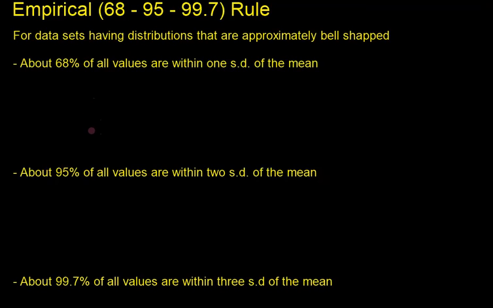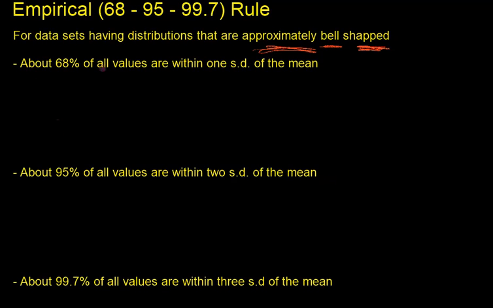In this video, we're going to discuss the empirical rule. It's also referred to as the 68-95-99.7 rule. The empirical rule states that for data sets having distributions that are approximately bell-shaped, that's a key part to using the empirical rule. You can only use it for data that are approximately normally distributed, or approximately bell-shaped.